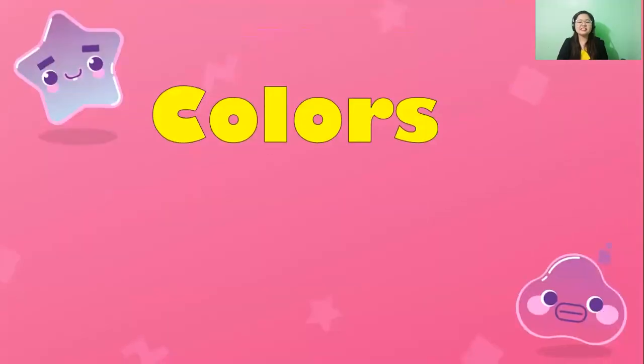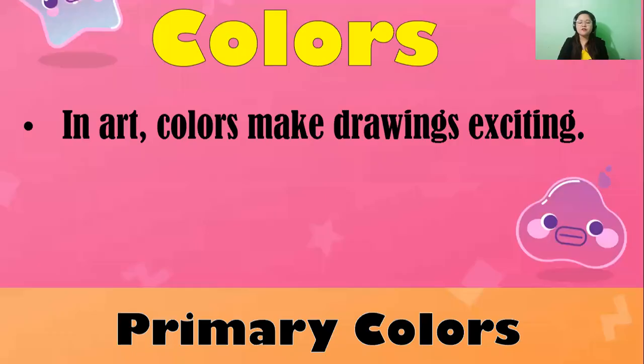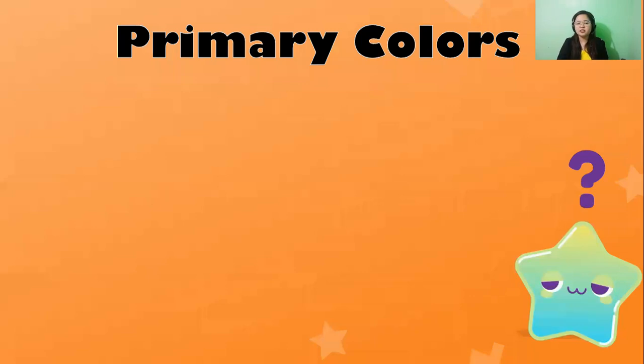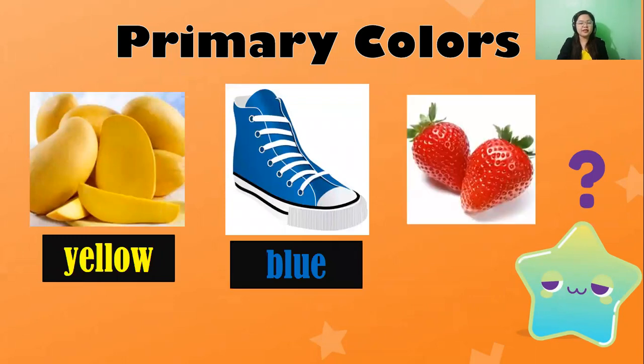Next, let's have colors. So in art, colors make drawings exciting. It makes our art more attractive and more beautiful. So we have two kinds of colors that we are going to discuss for today. The first one is the primary colors. Primary colors are yellow, blue, and red.